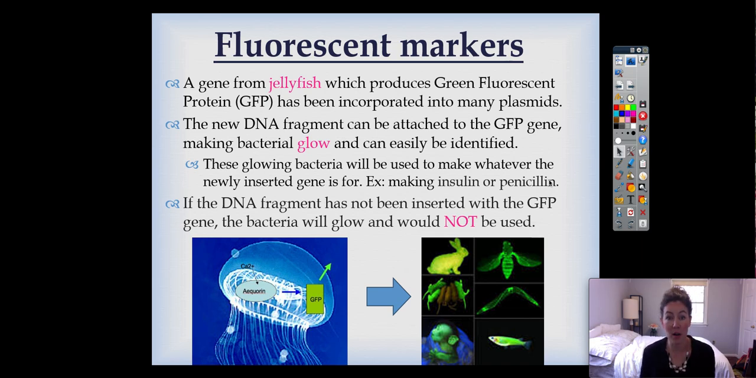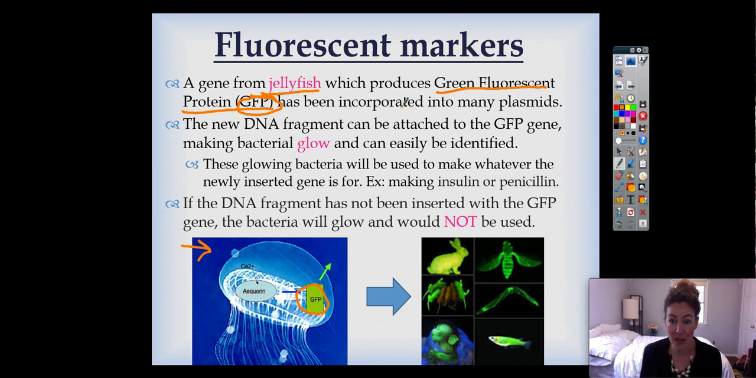Second type of gene marker was fluorescent markers. This one is very cool. You guys are going to love it. Here we go. So with fluorescent markers, we actually take a gene out of a jellyfish, which naturally produces a green fluorescent protein, or GFP. So GFP right there causes this jellyfish deep, deep in the ocean where there is no sunlight to be able to make, out of protein, its own light, which is super cool.